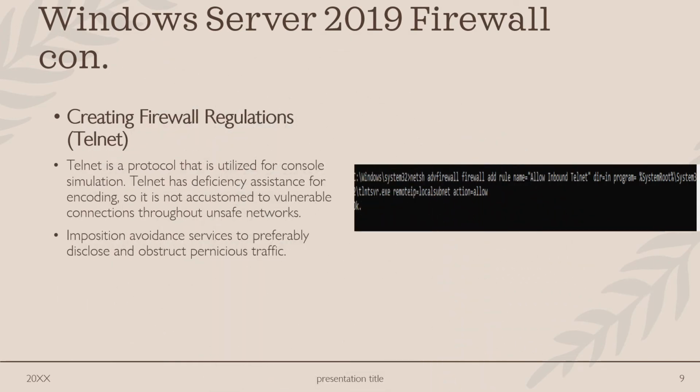Okay, so for our next Windows Server firewall hardening recommendation, we do recommend creating firewall regulations via Telnet. Telnet is a protocol that's utilized for console simulation. Telnet has a deficiency in support for encoding, so it's not accustomed to secure connections through unsafe networks. So it positions avoided services to preferably disclose and obstruct harmful traffic. So it's definitely recommended to create this firewall rule. So yeah, just make sure to keep your system protected.